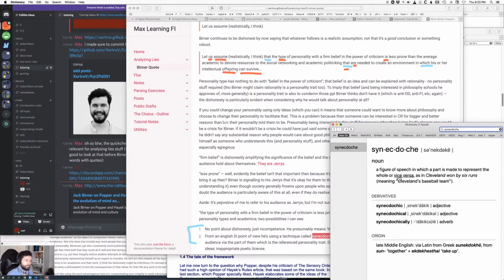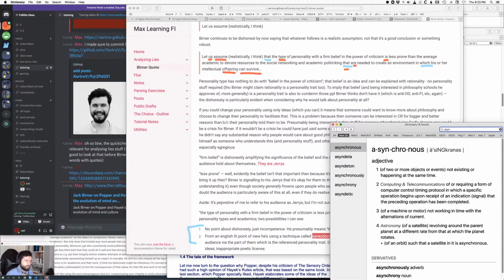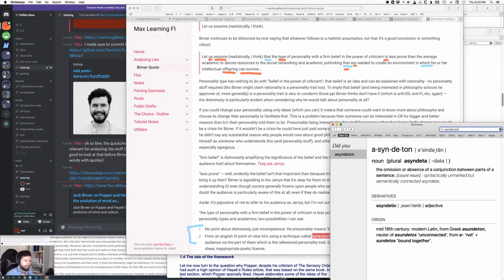See? I know a really fancy grammar word. Ascendentum. Yeah, there we go. I would generally avoid using them though.